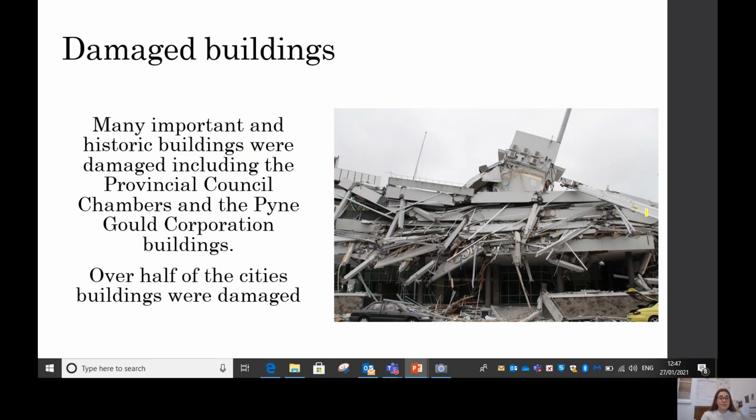The next human effect is damaged buildings. So many important and historic buildings were damaged, including the Provincial Council chambers and the Pine Gould Corporation buildings. Over half of the city's buildings were damaged. So as you can imagine, in a city, even one or two buildings collapsing would be a massive challenge to deal with, but over half of the buildings in the city were damaged.